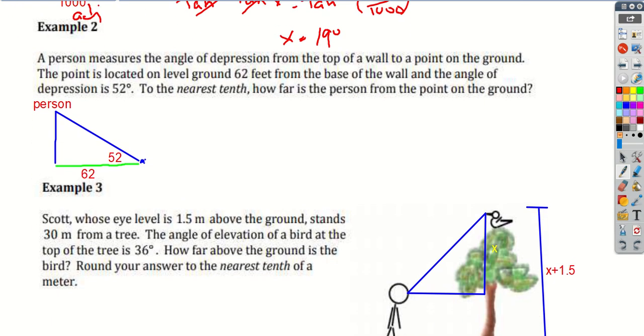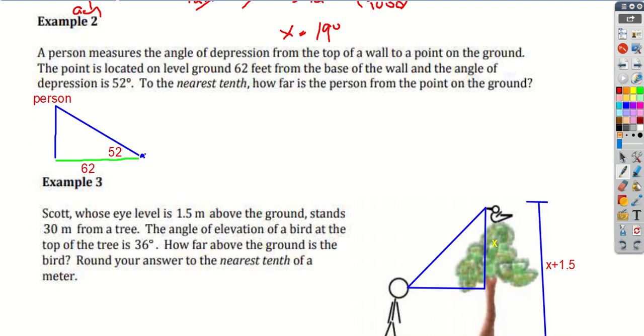All right, on to the second one. Same situation. A person measures the angle of depression at the top of the wall to a point on the ground. The angle is measured at 52 degrees. It's the angle of depression, but remember, we're always going to put it in that bottom corner. So depression is actually up here, and the 52 degrees is located right there. That's our angle of depression. But we're going to write it in that bottom corner.